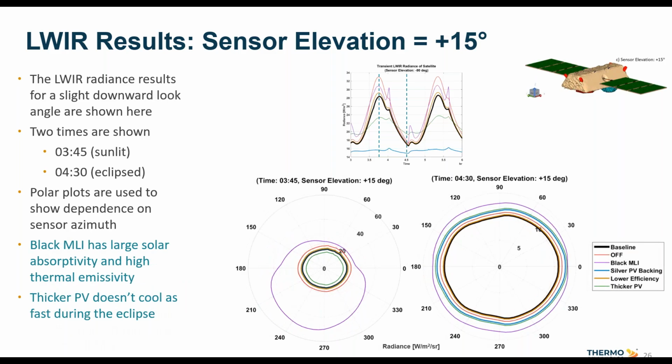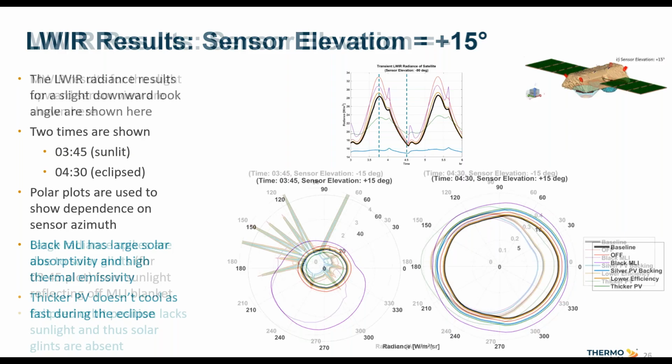If we look at the positive 15-degree angle, we see something kind of similar, and we can see how the ranking in terms of radiance from biggest to smallest in an average sense changes depending on when it's sunlit or when it's eclipsed and so forth. So this gives you an idea of how you can evaluate comprehensively the signature of an orbiting platform.